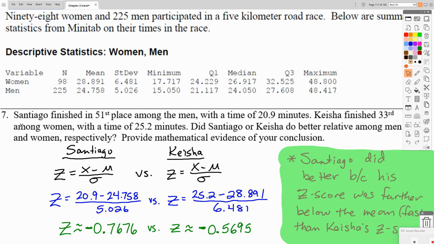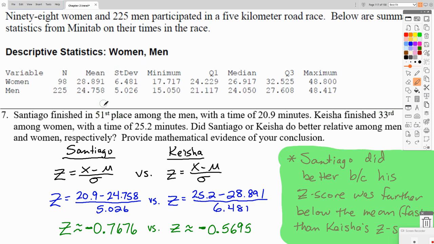All right, we have Santiago in 51st place among men with a time of 20.9 minutes. Kesha, let's go Kesha, finished 33rd among women with a time of 25.2 minutes. Did Santiago or Kesha do better relative to men and women respectively? Some people would argue Kesha obviously did better, right? She got a better place than Santiago, who was in 51st, and Kesha got 33rd. So obviously Kesha did better.